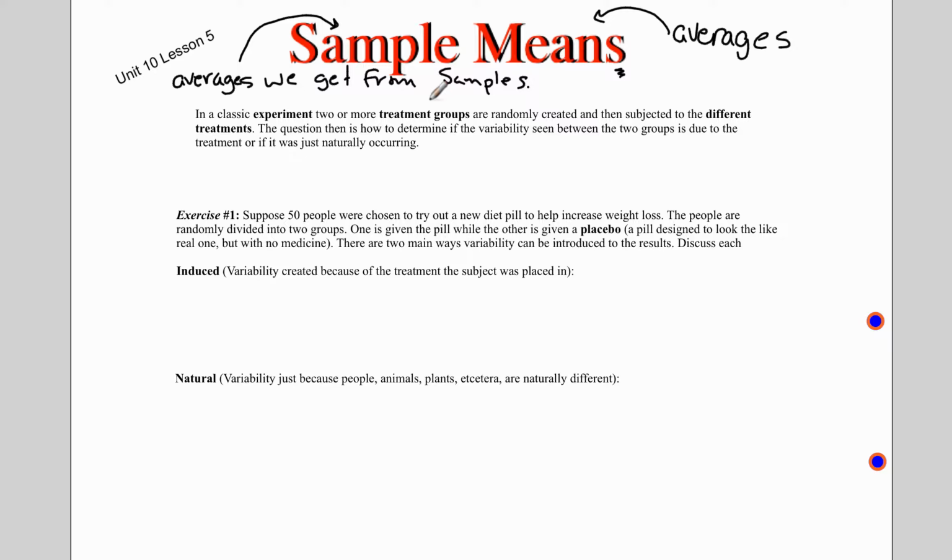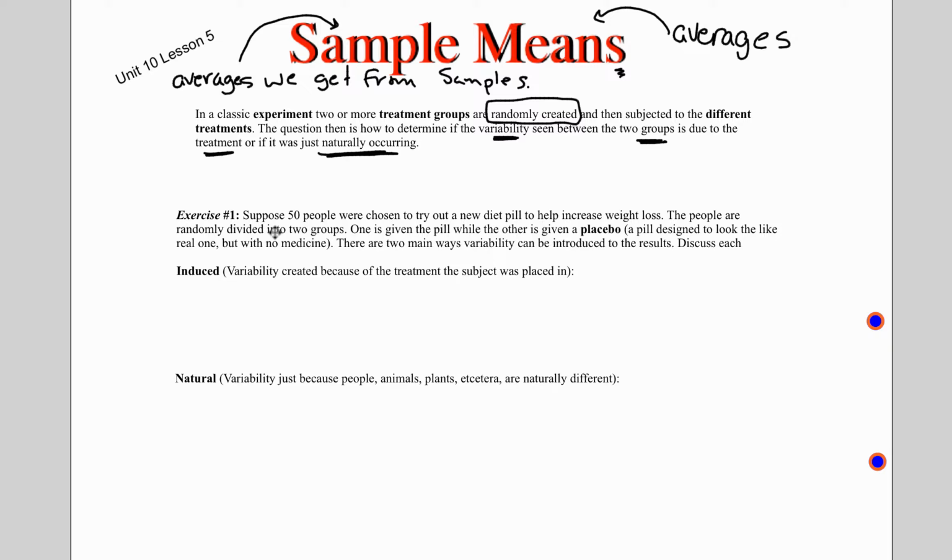So in the classic experiment that most of you know, 2 or more treatment groups are randomly created. We like to put that word randomly in. Therefore, we signify that we assigned people to 2 different groups randomly. There was no prior knowledge. And then we subject them to the different treatments. The question is then to determine if the variability seen between the 2 groups is due to the treatment, or did it just occur naturally?